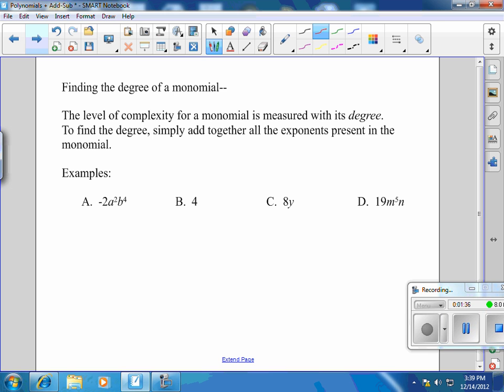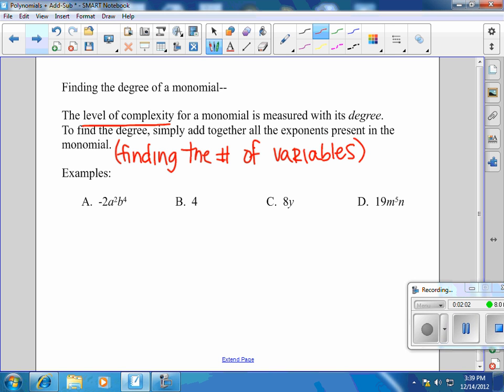So we need to do something called finding the degree of a monomial. And the degree is basically the level of complexity, how complex it really is. And it's found by adding all the exponents together. What we're basically doing is finding the number of variables. And it doesn't matter if they are different variables. I just want to know how many variables something has.